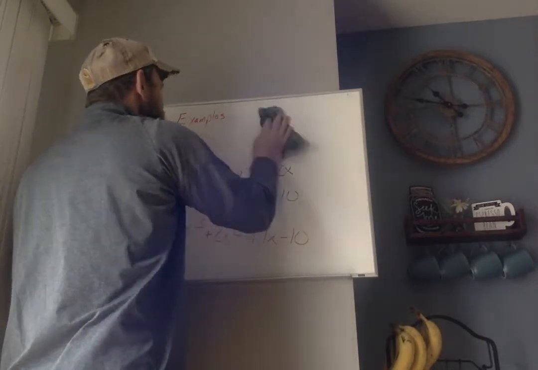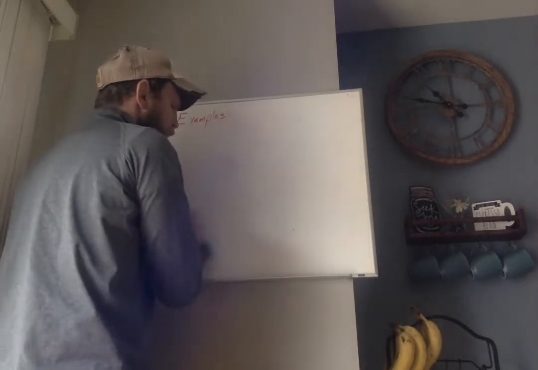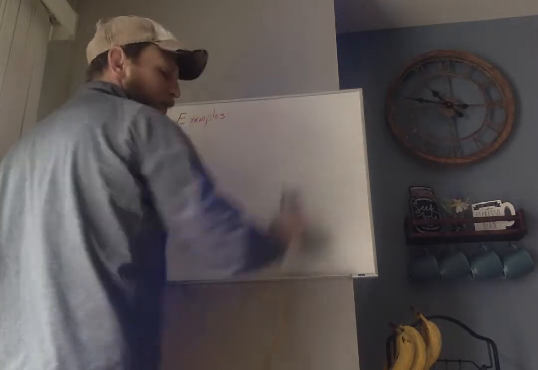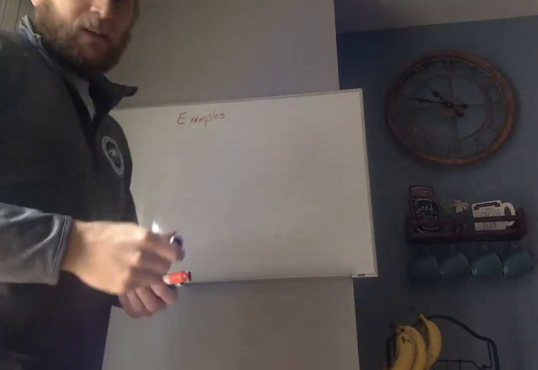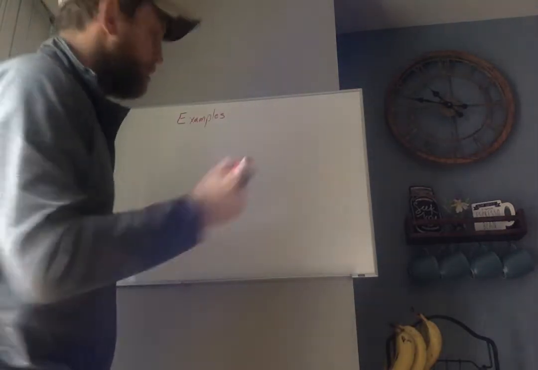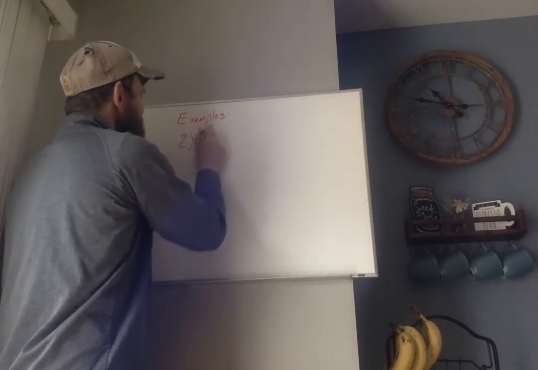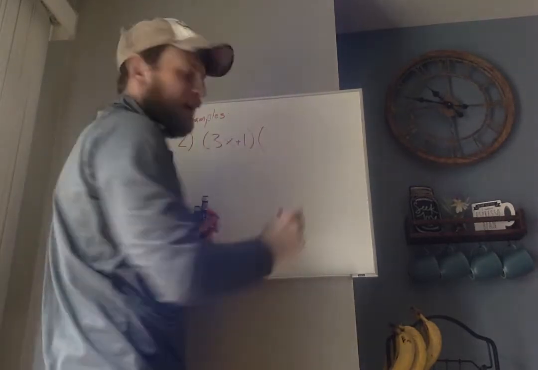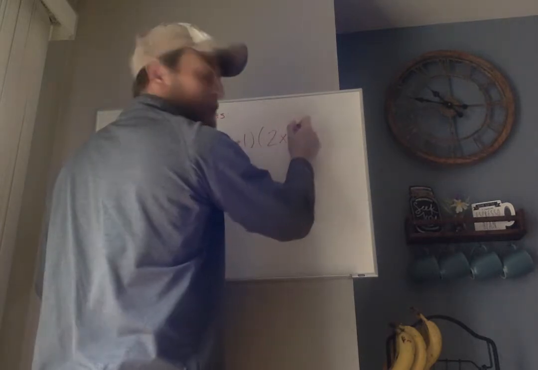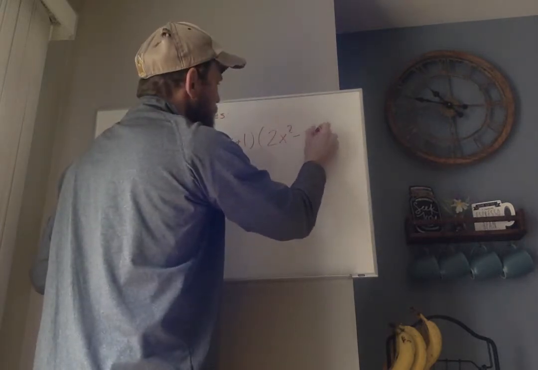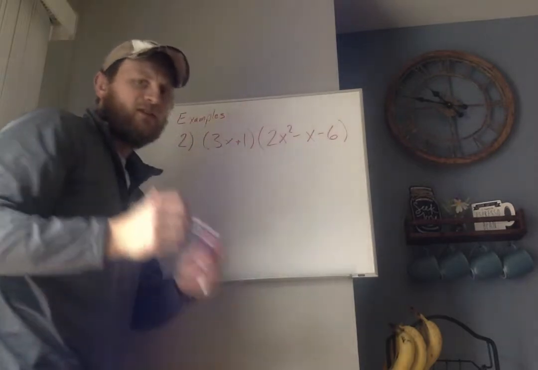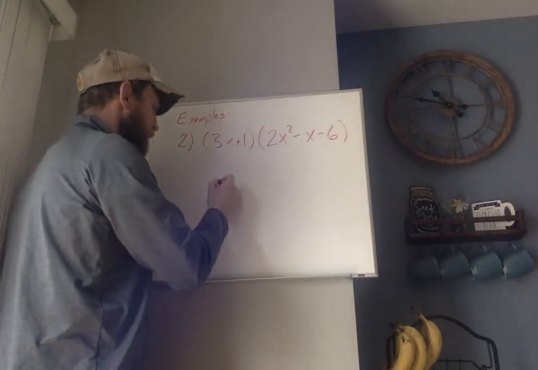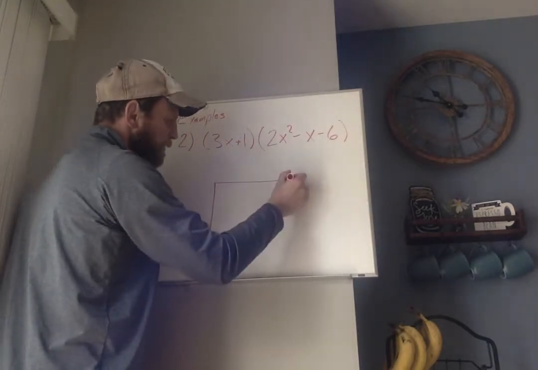Now let's go to example 2, and I'm going to teach you how to do it through an area model. So in number 2, we have the problem 3x plus 1 times 2x squared minus x minus 6. And we're going to do this using the area model. So what is the area model? First off, we're going to draw a rectangle.